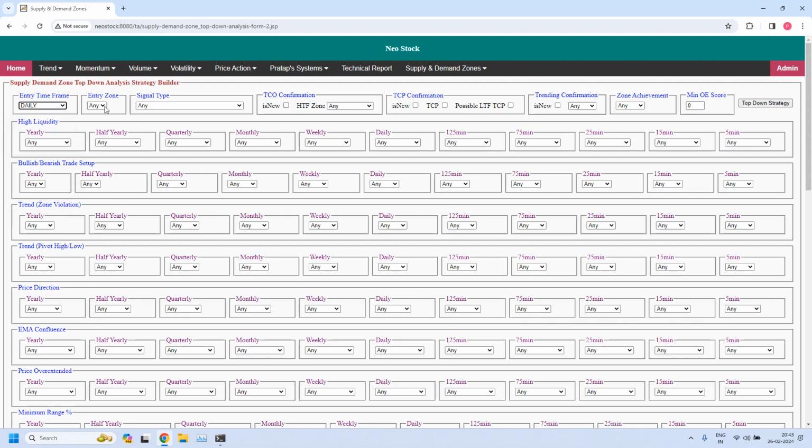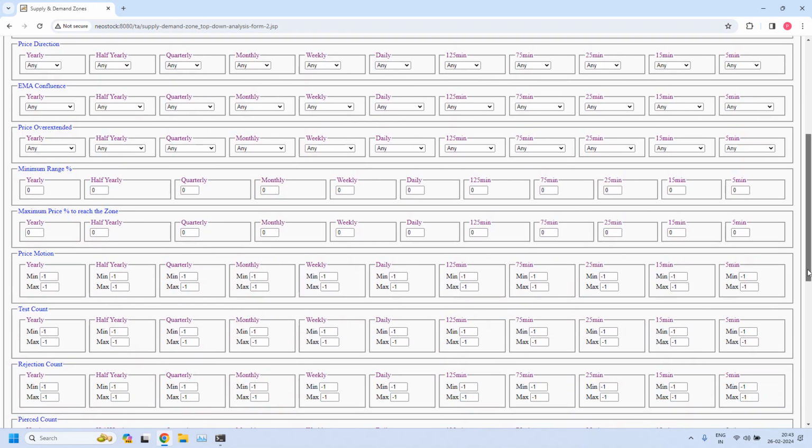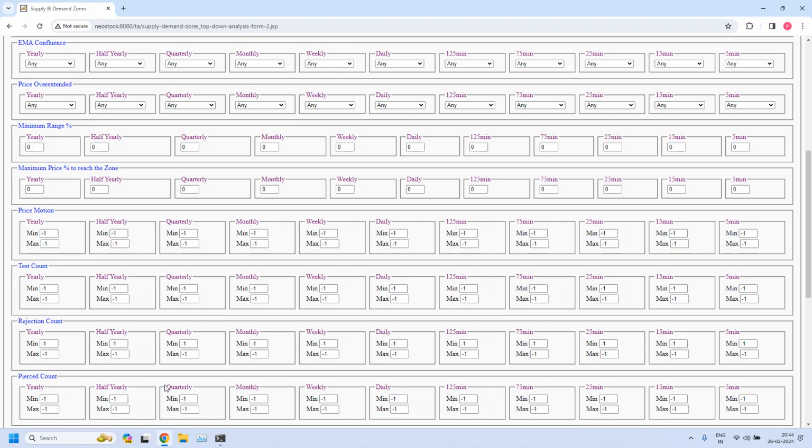And in bullish trade setup, our entry zone is a demand zone. And in the third parameter, bullish or bearish trade setup, here in the third row, and daily time frame, I am selecting bullish. And while generating, I don't want pierced zones. So let me set the pierced count as 0. In this page, the last parameter, pierced count. Daily I am setting 0, 0. Now only stocks having pierced count 0 will be displayed.